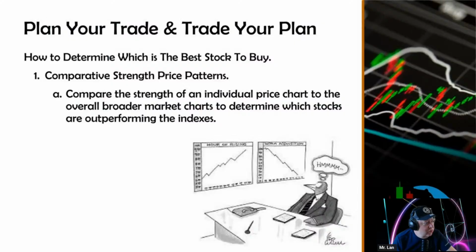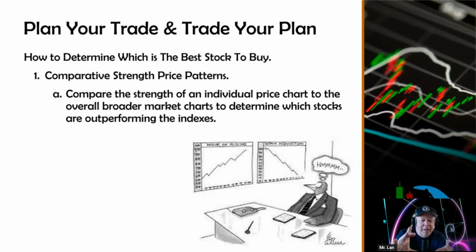All right, here's our Sunday school lesson. How to determine which is the best stock to buy. Comparative strength price patterns. Compare the strength of an individual price chart to the overall broader market charts to determine which stocks are outperforming the index. So what you do is you put on a 50-period moving average. You pull up your index, let's say the S&P 500, with the 50-period moving average, and then you want to compare that to a stock, let's say Apple. You bring up Apple and put the 50-period moving average on it.